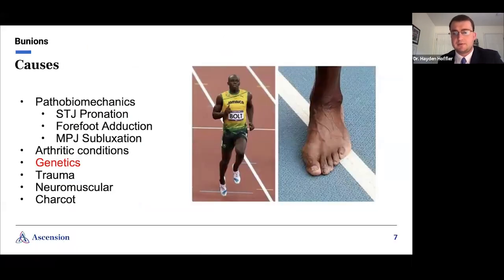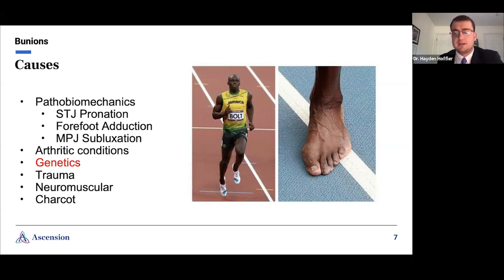So what are some causes? Believe it or not, Usain Bolt, who's the world's fastest man, has a bunion. So how did he get it? There's a variety of reasons. Number one is just pathobiomechanics. Now, what does that mean? That's just foot type. Bunions are more prone in people with flat feet, but it can happen in all foot types, whether you have a regular arch, higher arch, or even a flat foot type.